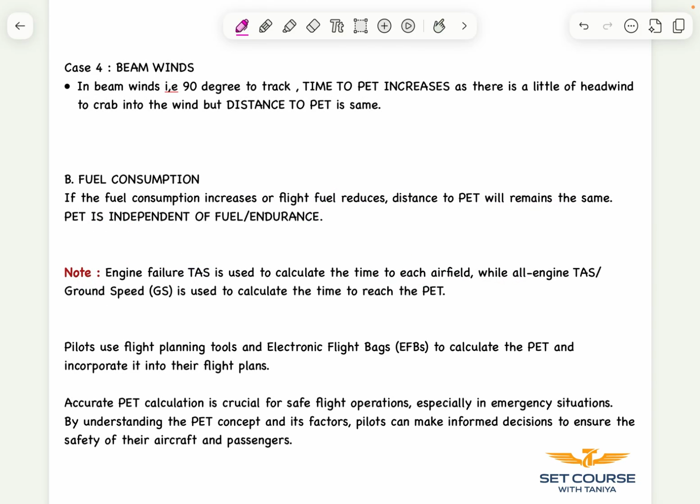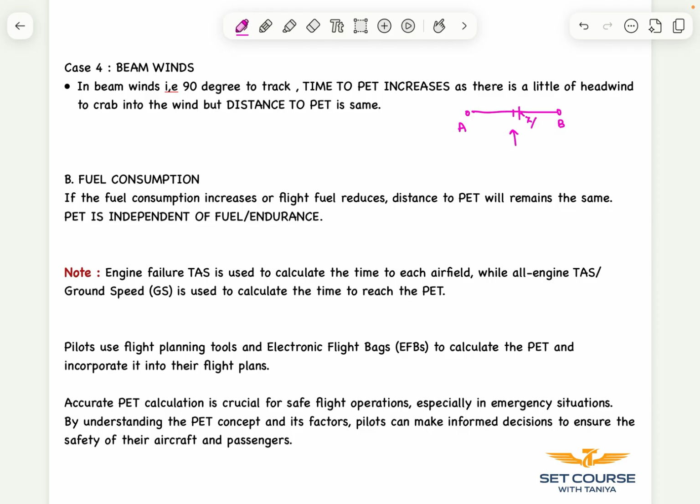Now in case of beam winds, suppose we are going from A to B and our aircraft is experiencing winds exactly perpendicular to its track. Now the aircraft will point its nose into the wind to counter the winds and maintain the track. So in this case, the time to reach point of equal time is going to increase because we are putting a portion of our TAS to cater for the winds. However, the distance is going to remain the same.